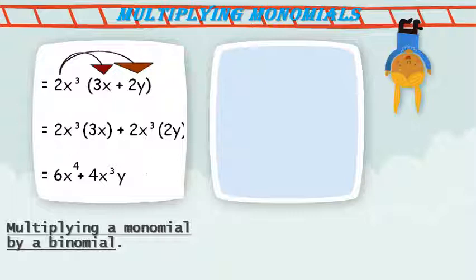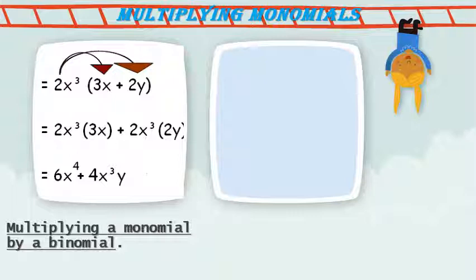As we have learned in the case of monomial multiplication, we multiply the number part, that is the coefficient part, and we use the rules of exponents for the variable part. So 2 into 3 gives us 6. Then x raised to 3 into x is equal to x raised to 3 plus 1, that is x raised to 4.